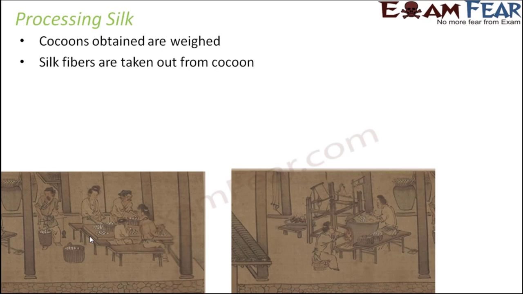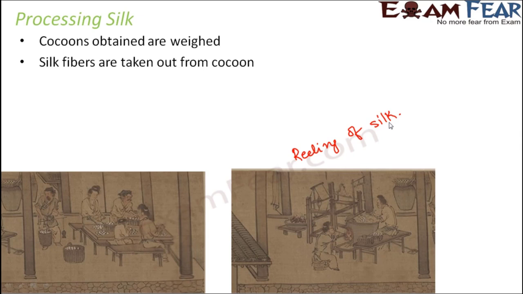The silk fibers are taken out from the cocoon. The cocoon is made up of those thin fibers, the thin secretions which have hardened due to exposure to air. Those silk fibers are now taken out, and again, like how you had wool fibers, these are also thin thread-like structures. As you can see in this picture, this process of taking out silk fibers from the cocoon is known as reeling of silk.